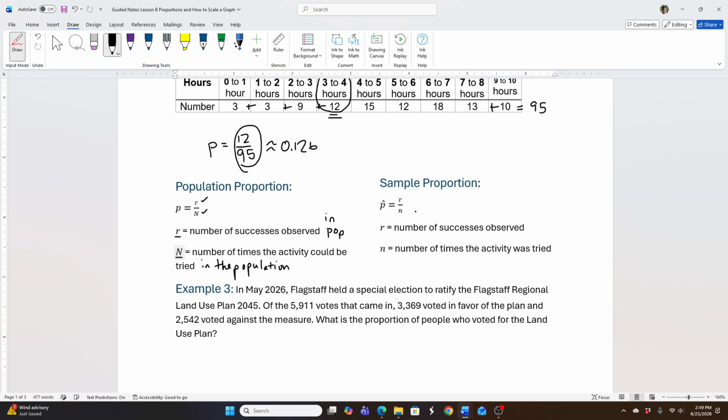Now our sample proportion is a similar formula. The way that we indicate that it is the sample proportion is we put a little arrow like over the p, and we call that p hat. That little arrow is called p hat. And it's, once again, R, the number of successes in the sample, over lowercase n, of course, designating the number of times the activity was tried in the sample.